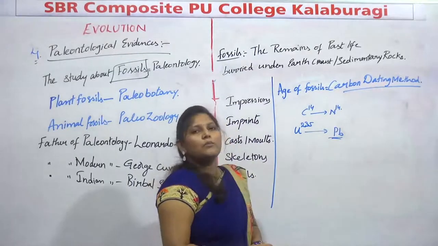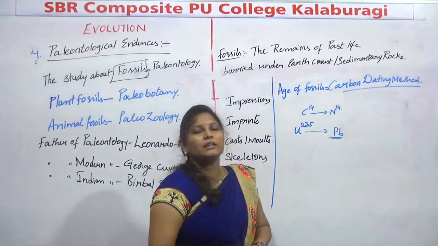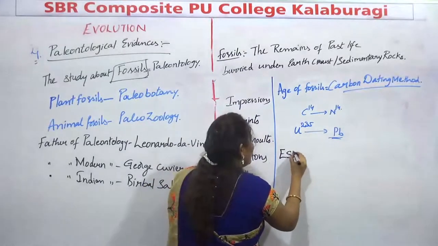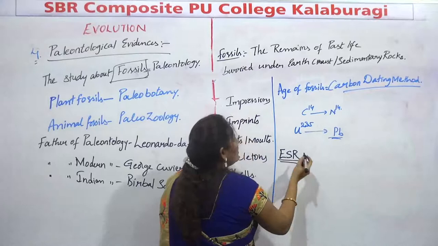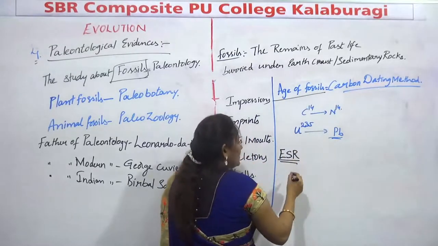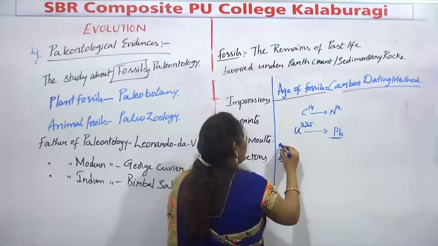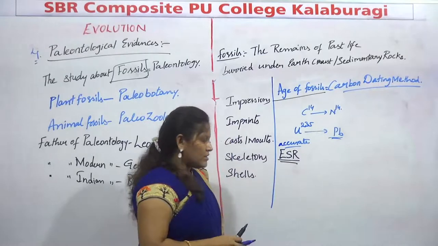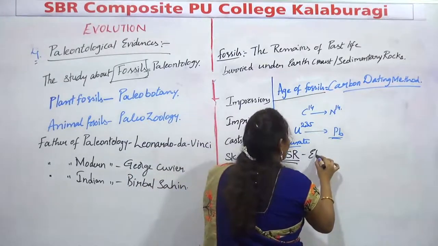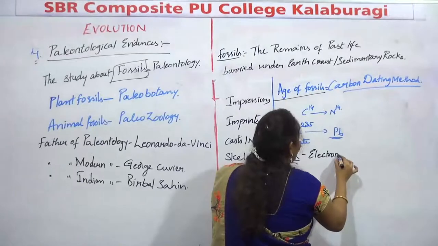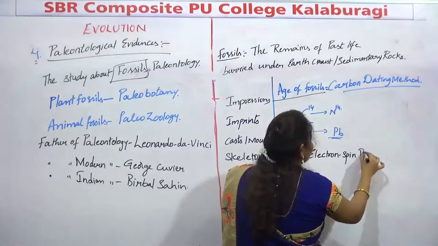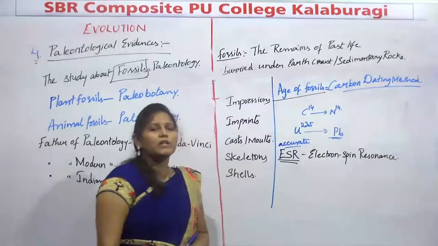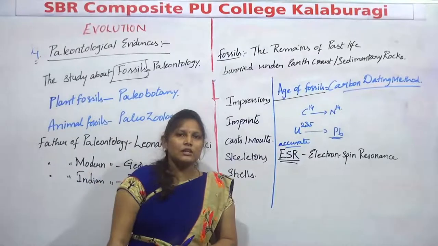Apart from that, the most accurate method of determining the age of the fossil is ESR, electron spin resonance technique. By using this electron spin resonance technique, the age of the fossil can be determined.